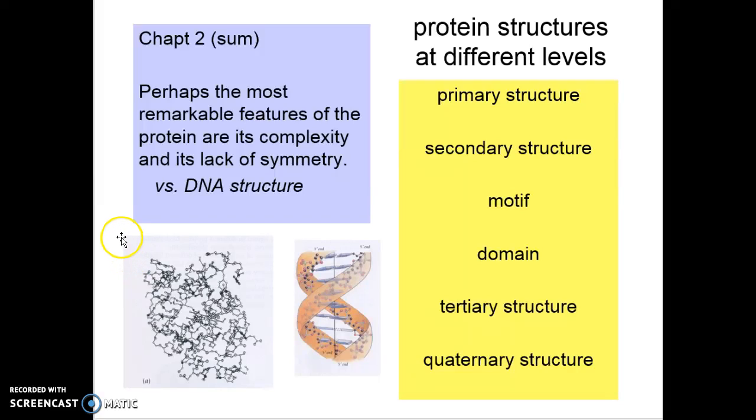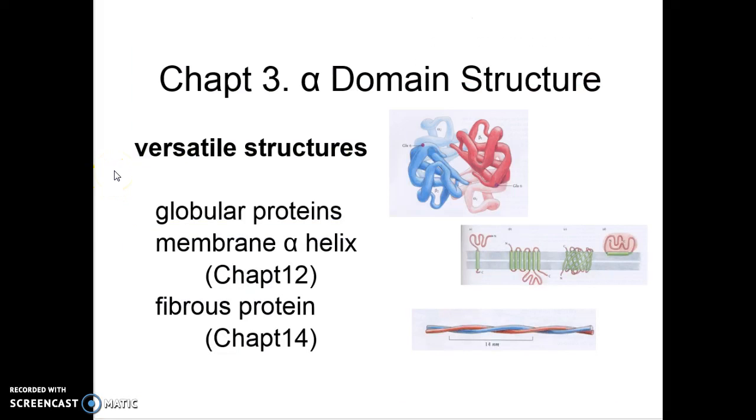We're gonna learn 4 different types of proteins: alpha, beta, alpha plus beta, and alpha slash beta proteins in the following 3 chapters. In chapter 3, you're gonna learn about the alpha proteins. You already learned hemoglobin, where only alpha helices are present, no beta structures.